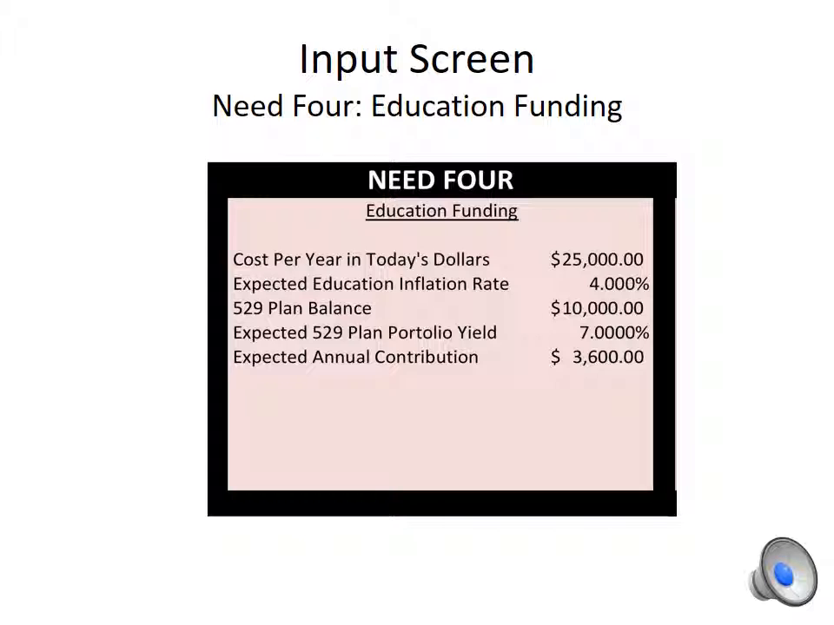If a 529 plan does not exist, simply enter 0 for the 529 plan balance and 0 for the expected annual contribution. However, always enter the expected 529 plan yield. The spreadsheet will estimate the life insurance proceeds necessary to fully fund the existing 529 plan, or if one does not exist, to fully fund a new 529 plan.